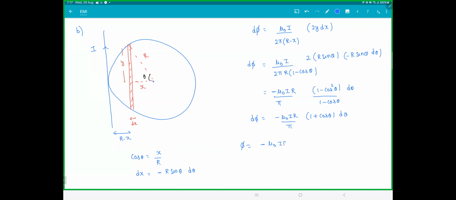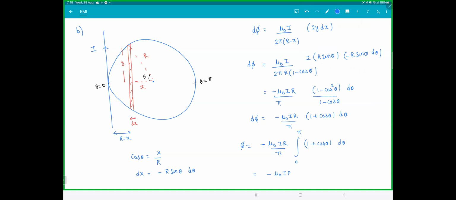Minus mu naught I r by pi. Limits will go from, I took theta from here. So at this point theta would be 0, and theta would be pi, because when I go from 0 to pi, all the elements will be covered. Limits will go 0 to pi, 1 plus cos theta d theta. Cos theta integration will be 0. There is only 1 left. I ended up with a minus sign, but okay, I needed a magnitude anyway.